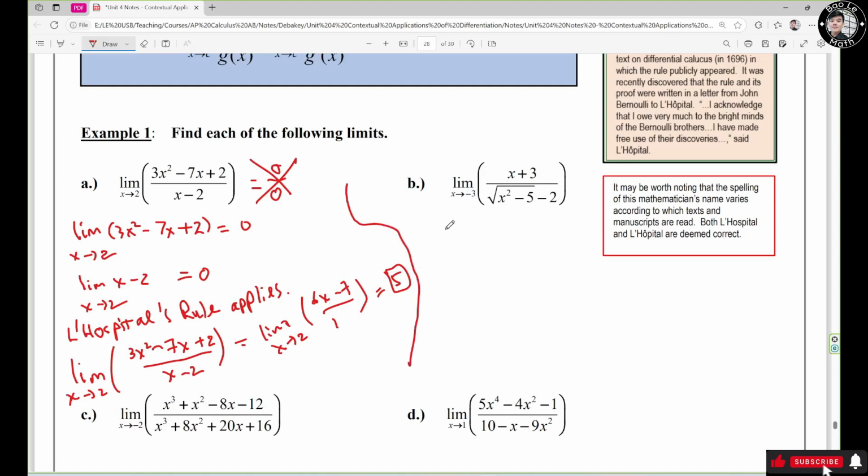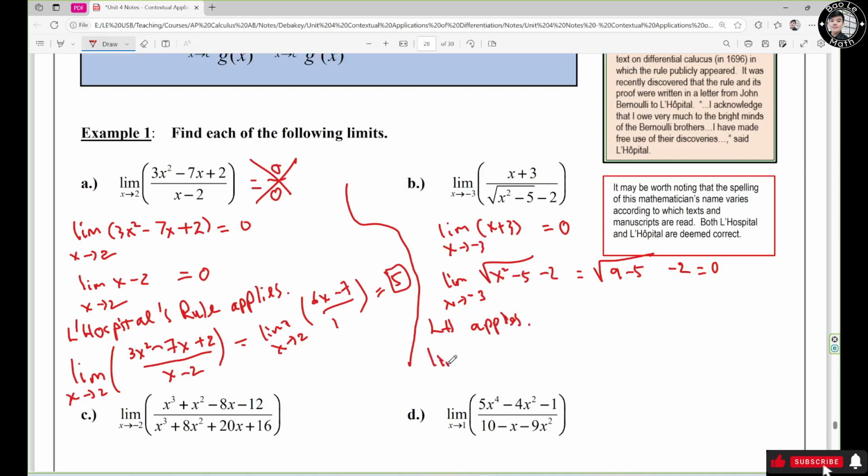Now question B, you need to do exactly the same thing, right? So I have the limit of s plus 3 when s approaches negative 3. It's going to be 0, right? And the limit of the denominator is going to be the square root of s squared minus 5, minus 2, when s approaches negative 3. It's going to be the square root of 9 minus 5, subtract 2, is going to be 0, right? So L'Hospital's rule, right? So I just write L'Hospital's rule applies.